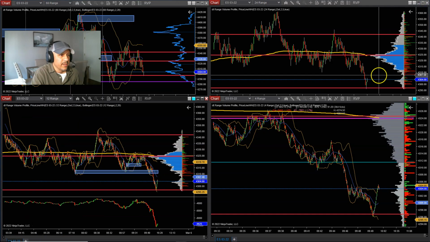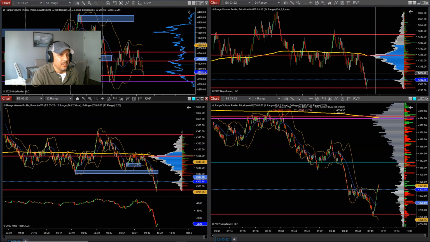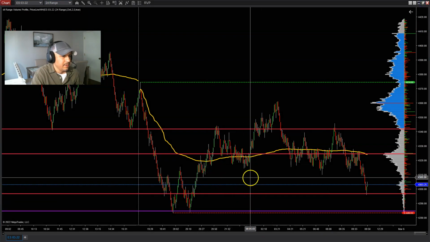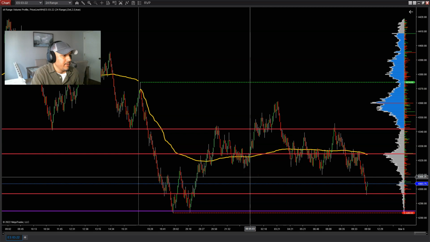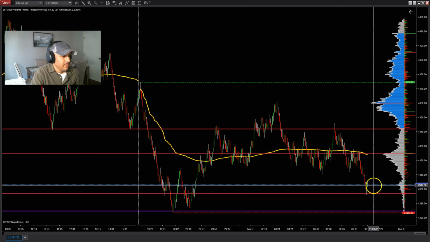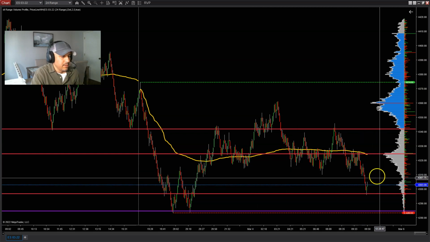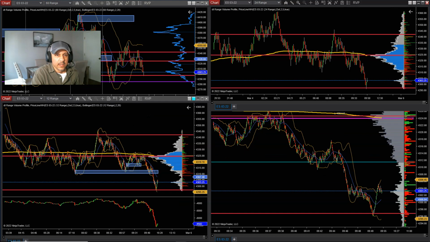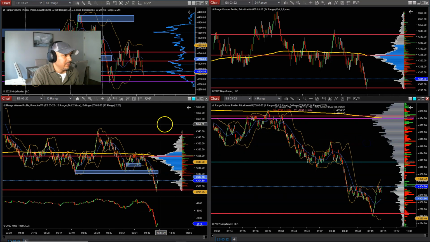Let's look at the 24 range. It could possibly come up here to 4309, 4310. Let me take a look at something here. 4308 maybe. Somewhere in this area. But it could bounce. It's at a high volume node right here, little high volume node. So, alright, let me see what that gave me on that trade there.